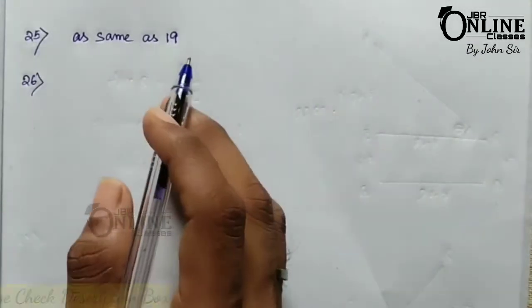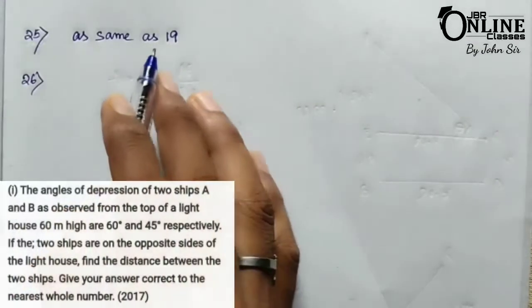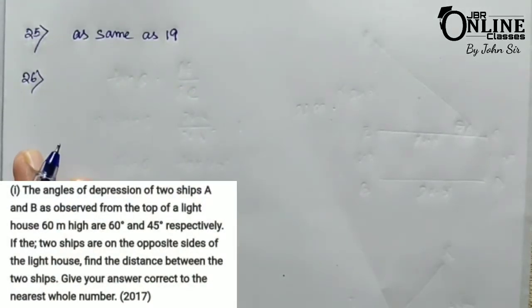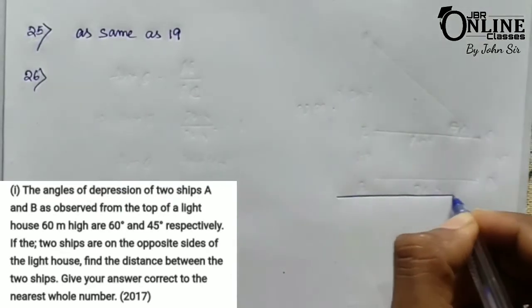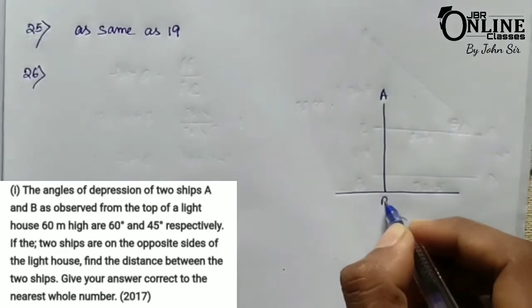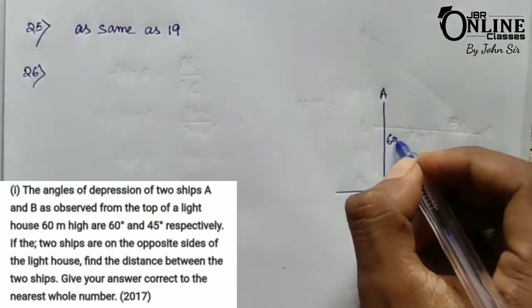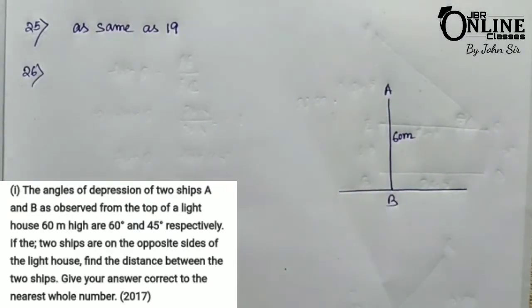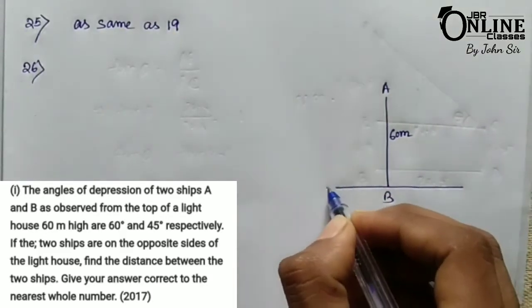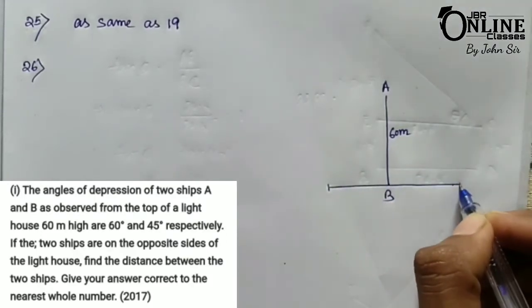Now sum number 26. In sum number 26, the angles of depression of two ships A and B observed from the top of a lighthouse which is 60 meter high. Okay, so first draw the ground level, and that is AB. Here AB is the lighthouse, which is 60 meter high. The angles of depression are 60 degree and 45 degree respectively, and the two ships are on opposite sides of the lighthouse. So suppose that is the position of the first ship and that is the position of the second ship.